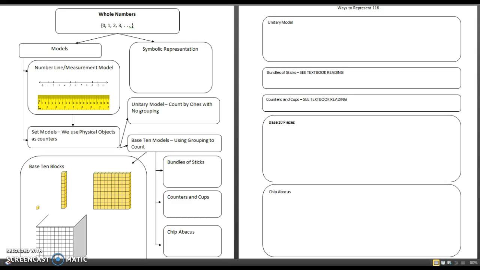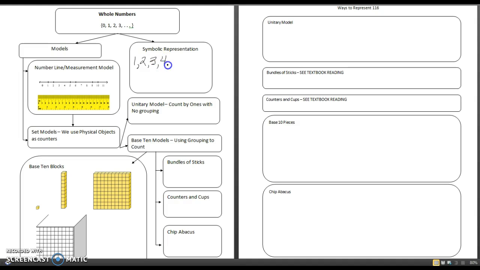Hi students, we are going to talk about whole numbers and how we can use models to help students learn how to record whole numbers that are larger than single digits. When we talk about symbolic representation, remember the symbols are the numerals. Students have to learn how to write the numerals, and that's not always easy.